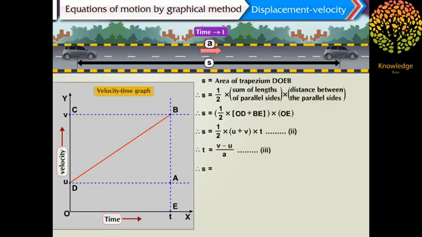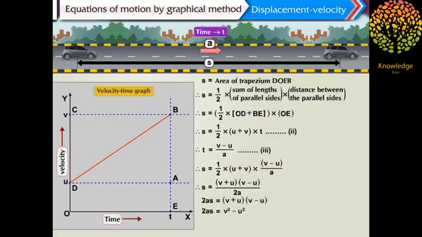Therefore, s equals 1 upon 2 into u plus v into v minus u upon a. Therefore, s equals v plus u into v minus u upon 2a. Therefore, 2as equals v plus u into v minus u. Therefore, 2as equals v square minus u square. Therefore, v square equals u square plus 2as. This is the third equation of motion.